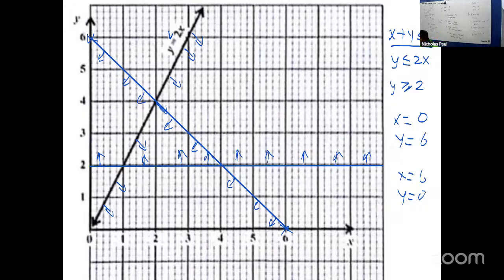Right. Where is the common region? Little triangle. Okay, nice. Can you read off the vertices for me, please? Xavier, what are the vertices there?